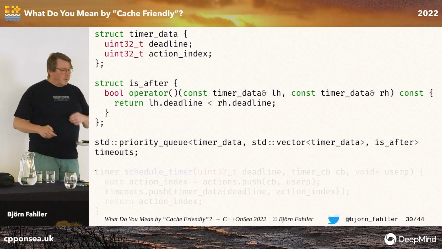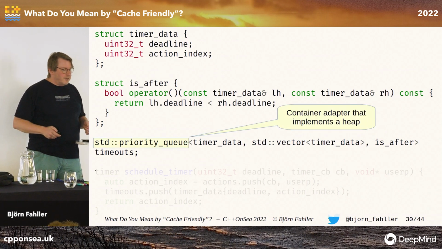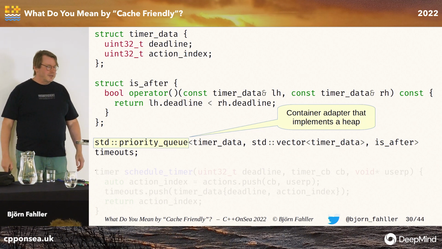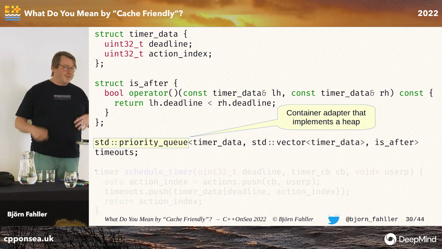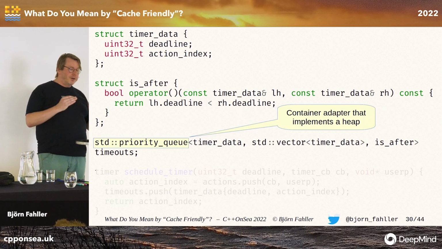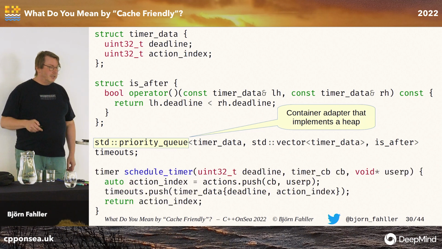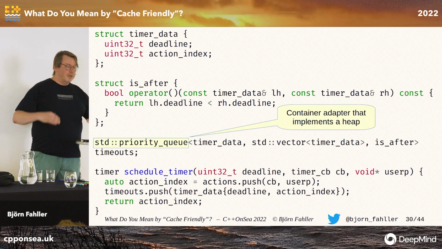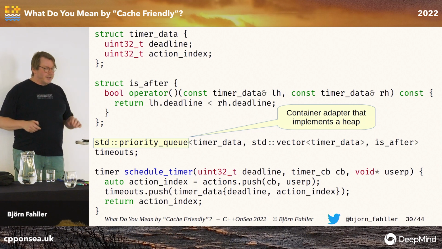So we can have our timer data here, and it turns out that the priority queue that exists in the standard library is a heap as a container adapter. So I'm using the priority queue with a vector of timer data. And then schedule timer just becomes a matter of pushing something into the action store and then pushing into the heap the deadline and the index I got from the action store.